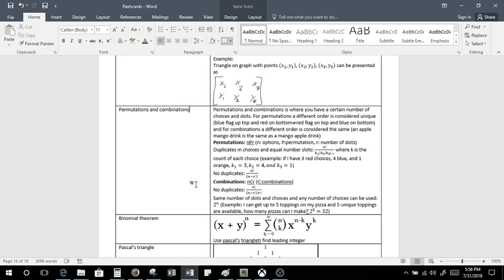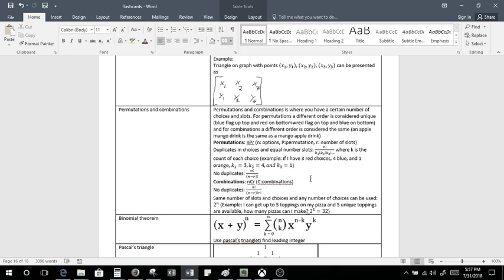So for permutations, generally you're going to see this type of notation right here, this nPr. You might also see it in parentheses. But anyways, n is options, P stands for permutation, and r is the number of slots. So if there are duplicate choices in an equal number of slots, then we can do n factorial, meaning you multiply by every number between that number and 1. So 4 factorial will be 4 times 3 times 2 times 1. And k is the count of each choice.